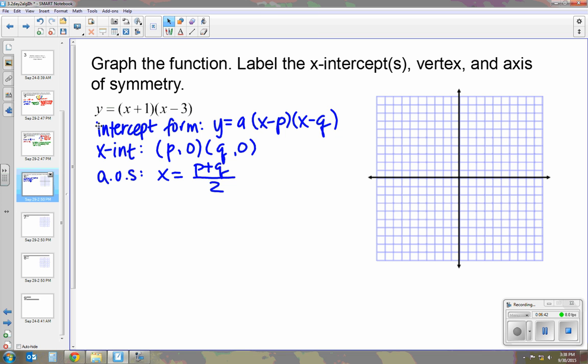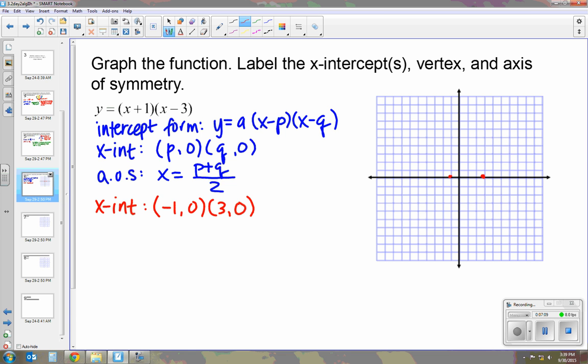Okay, so the x-intercepts of this function are -1, 0, and 3, 0, because we take the opposite. Since in the intercept form we have x minus p, and the x-intercept is a positive p, we're going to change the sign. So we have a -1 and a 3 as our intercepts. So I'm going to do -1, 0, and 3, 0.